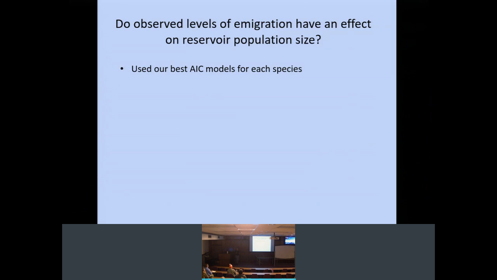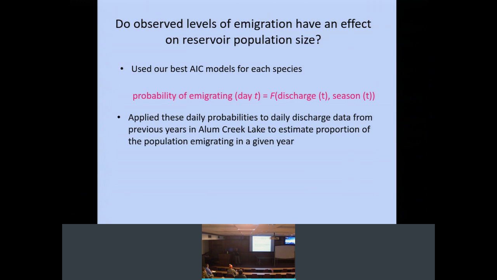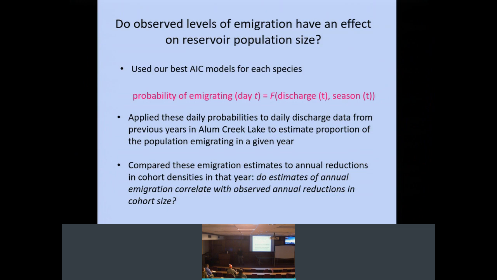So we took our best AIC models for each species. We were using AIC model selection. For each species, we had this probability of emigrating on a particular day. We described it as a function of discharge on that day and season. We applied these daily probabilities to daily discharge data from previous years in Alum Creek Lake to estimate the proportion of the population that's emigrating in a given year, just based solely on the discharge and season. What proportion of the population do we estimate would emigrate in these previous years? And then we compared these emigration estimates to annual reductions in cohort densities in that year.